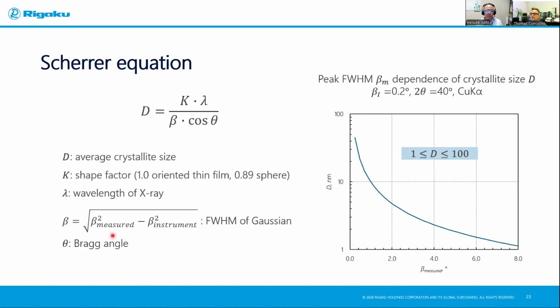Then beta measured is the FWHM, the full width at half maximum. This assumes the profile is like a Gaussian profile, so we define the peak width at the 50% intensity level from the peak top. This is the FWHM. And of course, this should be in radians, not degrees. So you need to convert degrees to radians, and you put that information into this equation.